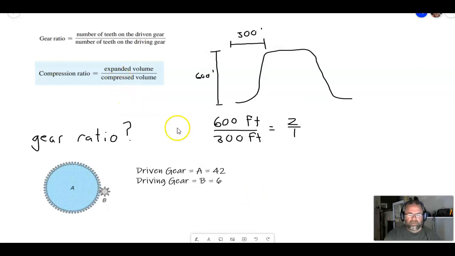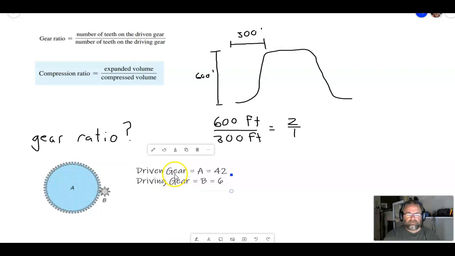Alright, so all we're doing is plugging this in and then simplifying. So this is going to be equal to the number of teeth on the driven gear, which is 42, all over the number of teeth on the driving gear, which is 6. And we can reduce because 6 goes into both of these numbers. It goes into 42 7 times, and it goes into 6 1 time. So this would be a 7 over 1. And if we were to put this into our calculator, it would just give us 7. But remember, we can write any number divided by 1. All right, so let's go ahead and erase that.